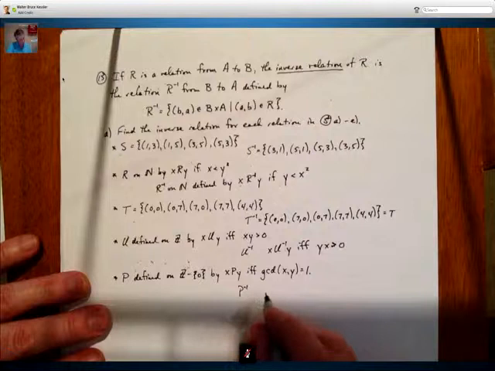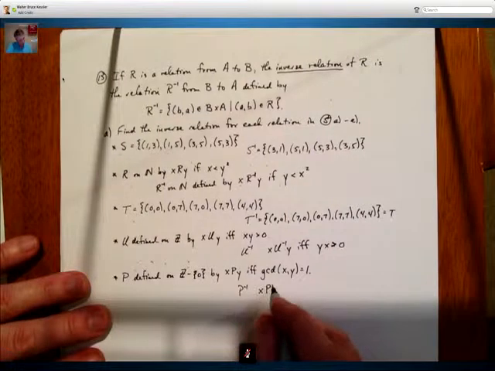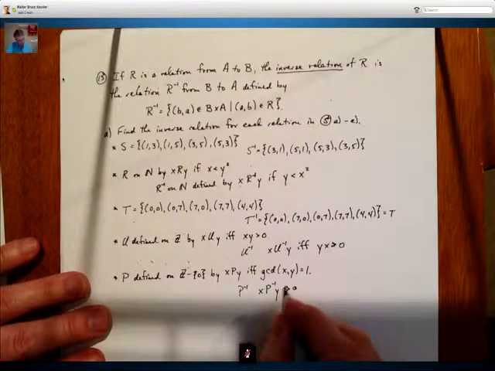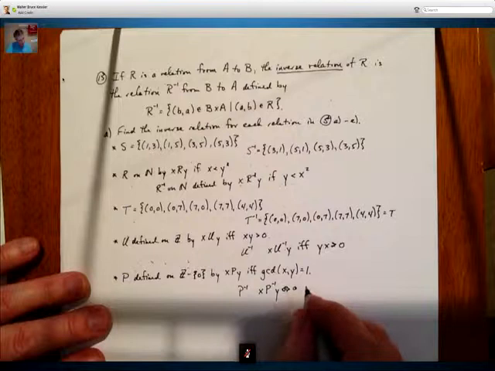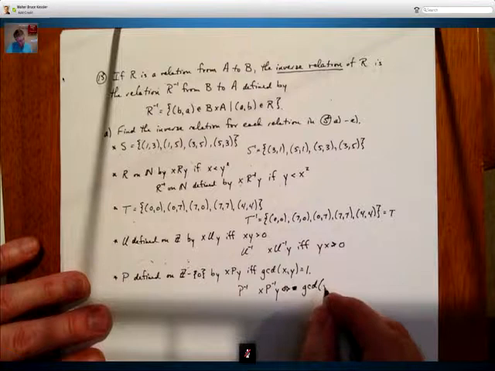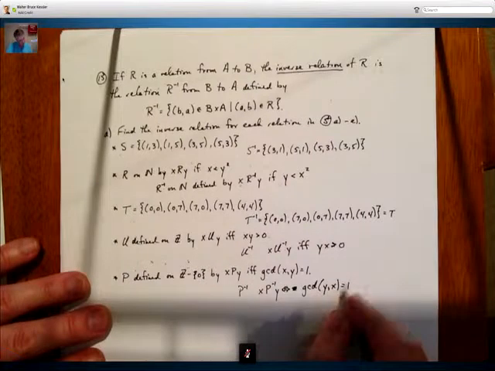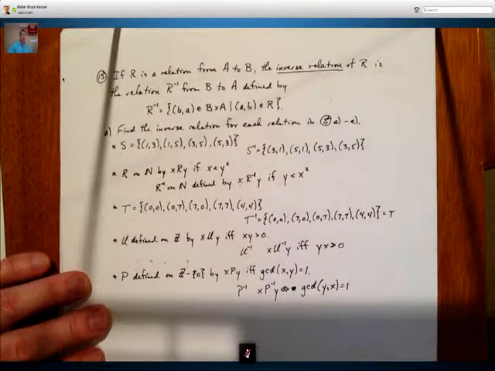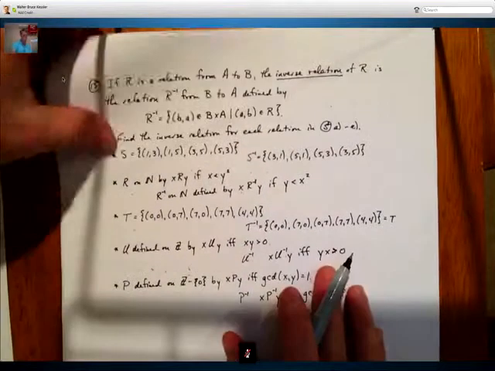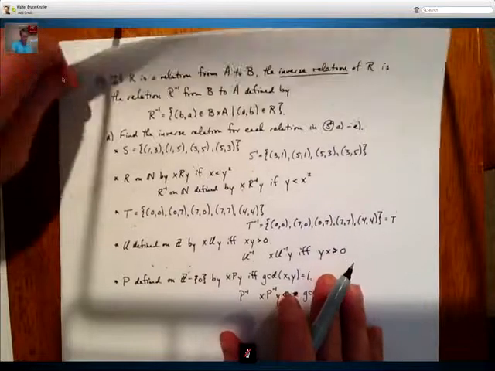And actually the same thing happens here, right? P inverse would just be x P inverse of y if and only if the greatest common divisor of y and x is 1. Well, it doesn't matter what order you write those in. Okay, so again, that's its own inverse.